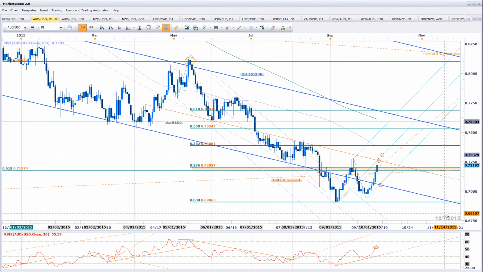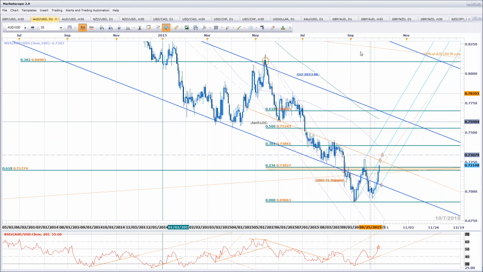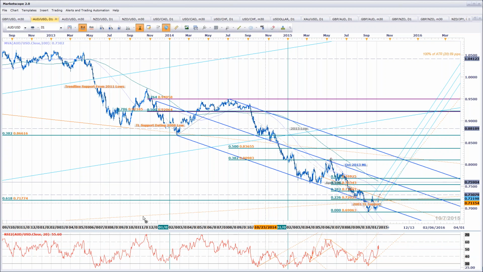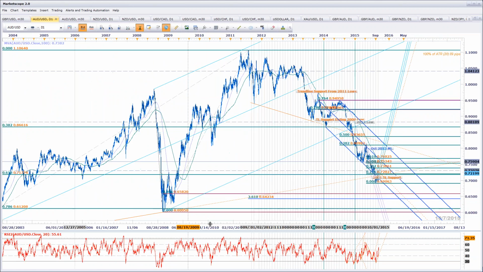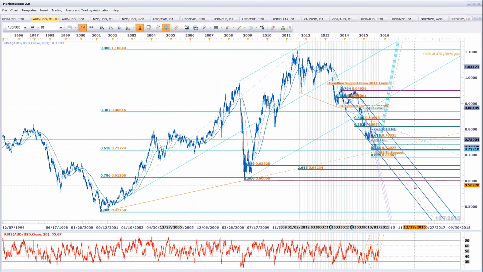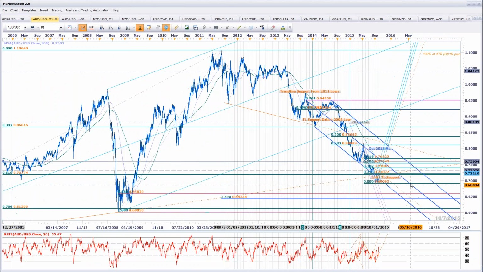Really big region of resistance was 71.77 into 72. We broke through that. Again, like I said, that's going to be near-term support. Also, I just want to highlight one thing. This 2001 trend line, we've sailed through it a couple of times, but if we take this all the way back to that 2001 low, we tagged this again back in 2008, 2009, and we broke it earlier this year.